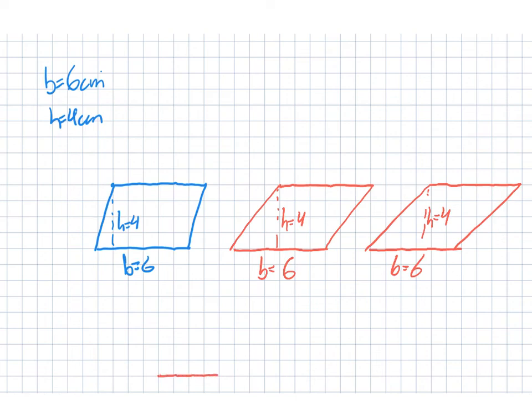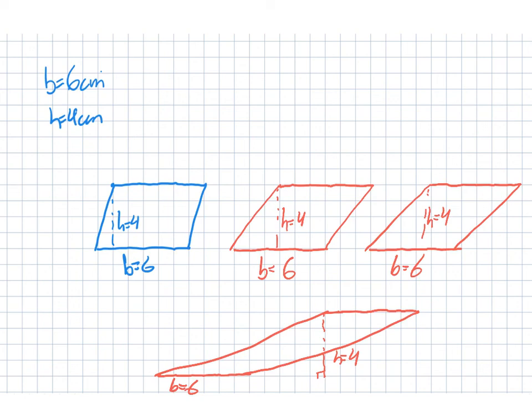This parallelogram looks much different than the one up top, but it's the same area. So what does that tell you about families? Parallelograms that have the same base and the same height, whether they're flipped on their side or not, are going to have the same area.